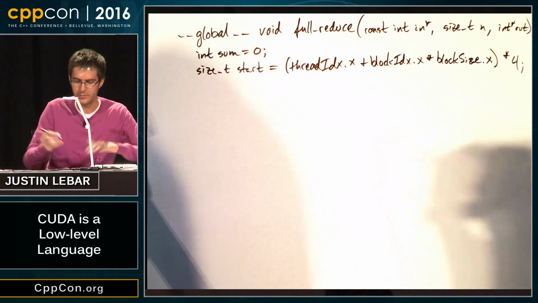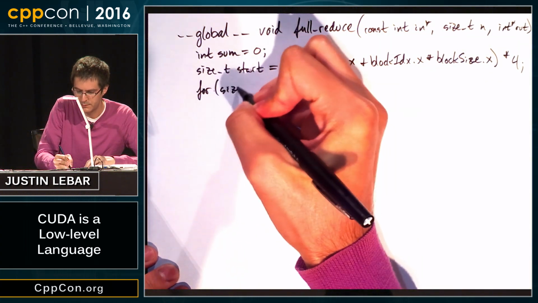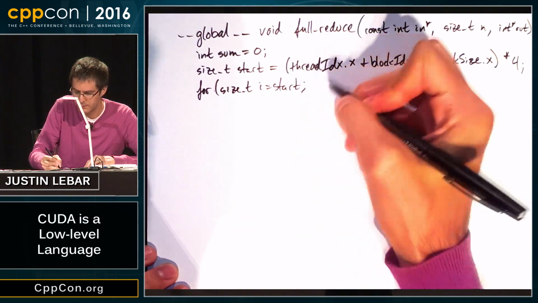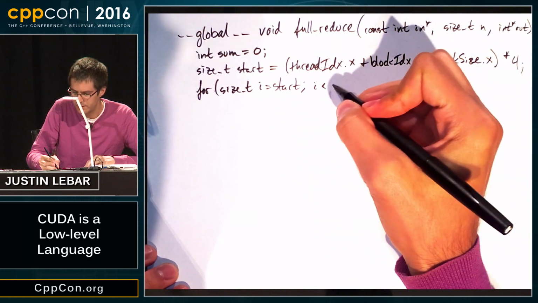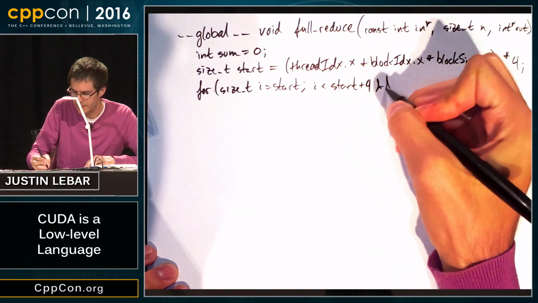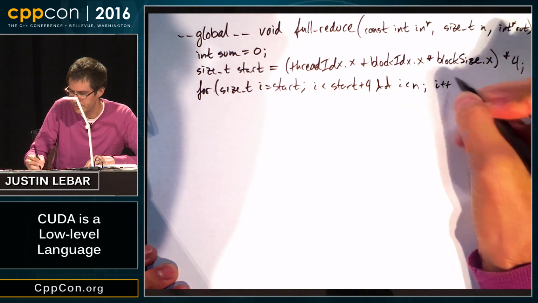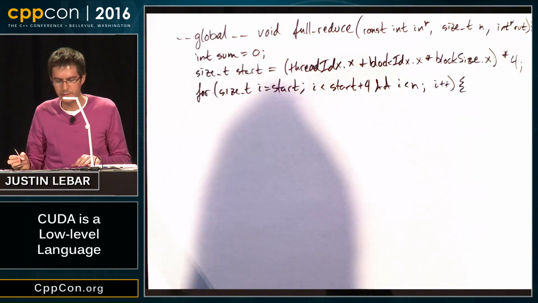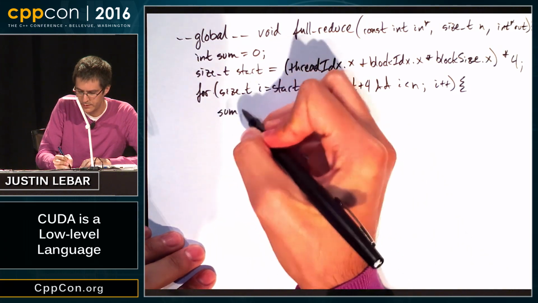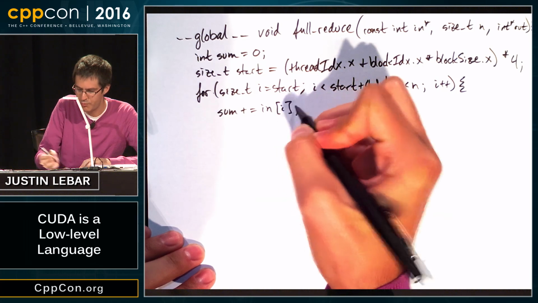Okay, so now it's pretty simple. We just write a loop. Start plus 4, but we also have to make sure that we're still in range. i is less than n, i plus plus. Okay, so now I could just do something like this, plus equals in sub i.